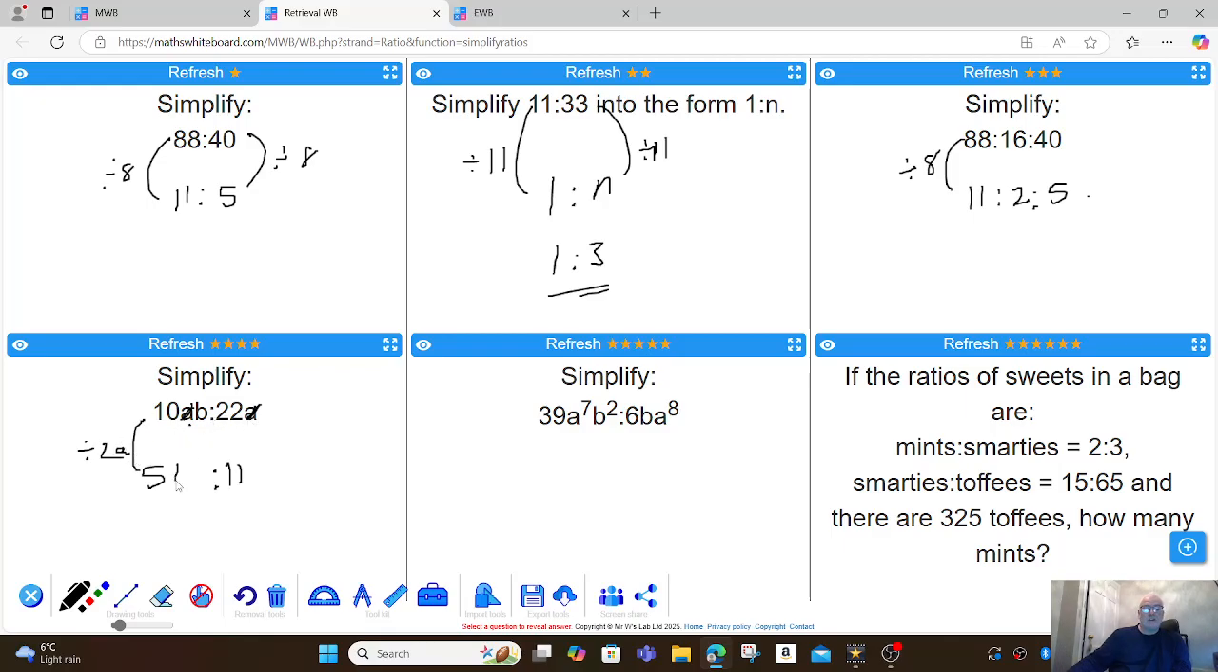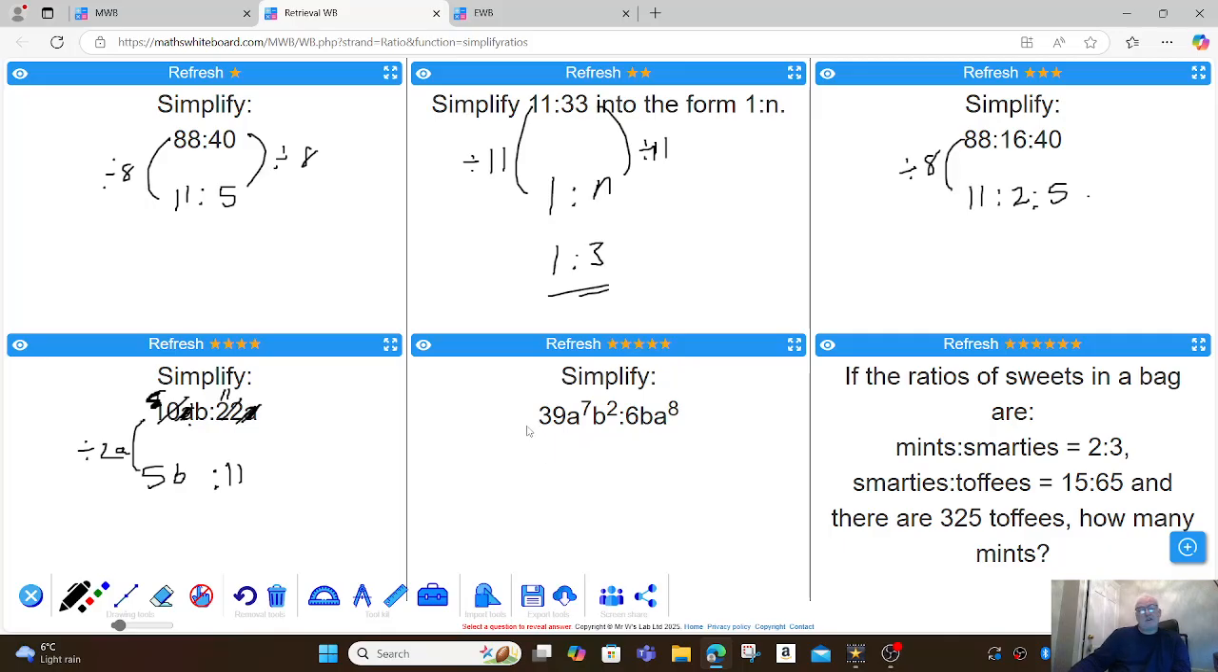What have I got left? On the left hand side I've got 5b, so I would divide by 2a, would cancel that and cancel that giving me 5, and the 2a would cancel the 22 to becoming 11, and it would cancel the a out as well. So my answer would be 5b ratio 11.